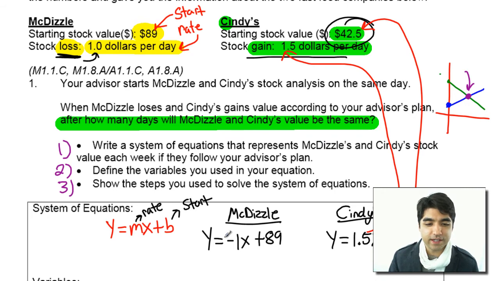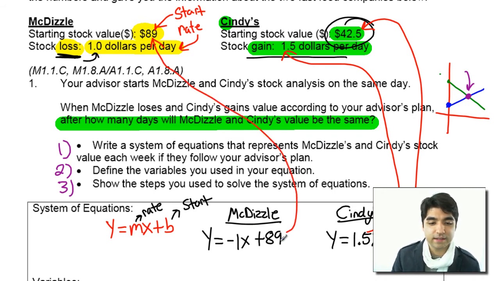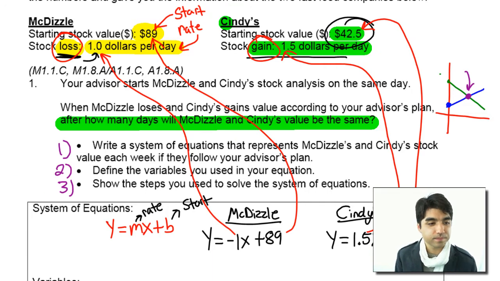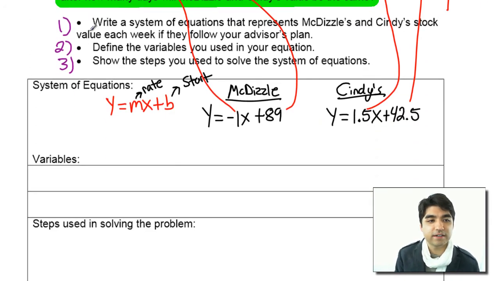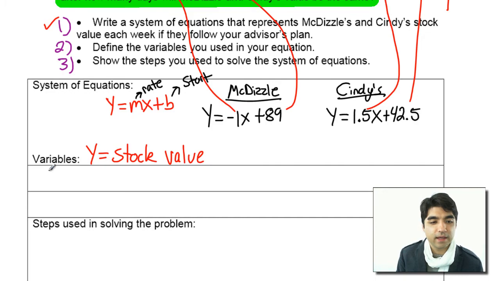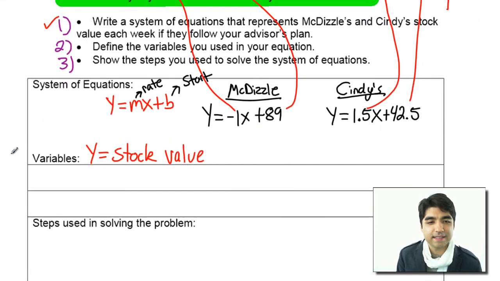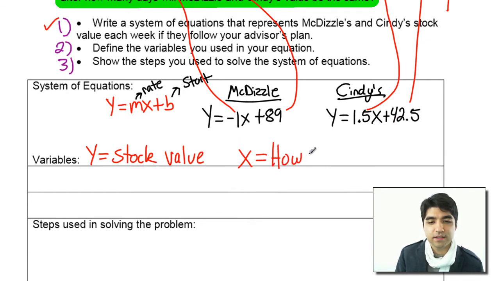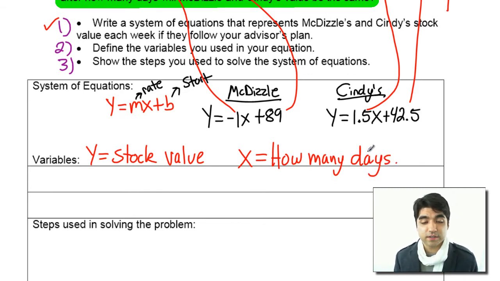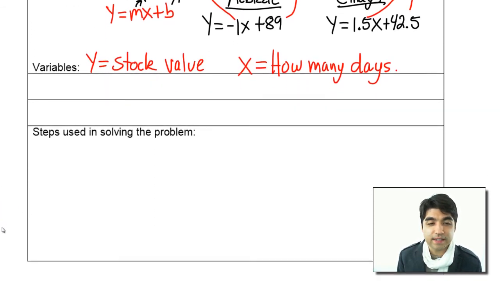Now you should draw some little arrows, so that goes here and the 1.5 goes here. This just helps you find it when you're using this practice test for your real test. So the 89 goes up here and then the negative 1 goes here. And remember the loss and gain, those are important words. Okay, so we got our two equations, so that takes care of number one. Number two, define the variables you used in your equation. So our variables are y equals stock value and x equals how many days. So those are the two things that are changing. So depending on how many days pass by, then our stock value for these two different restaurants are going to be different. Okay, so we got our stock values, we got how many days.